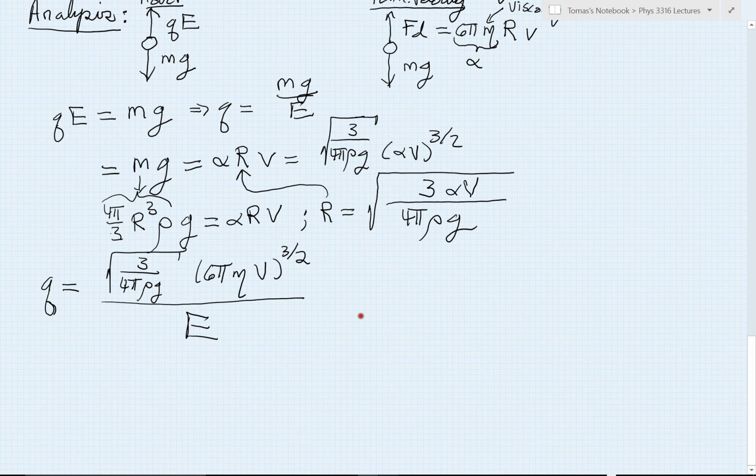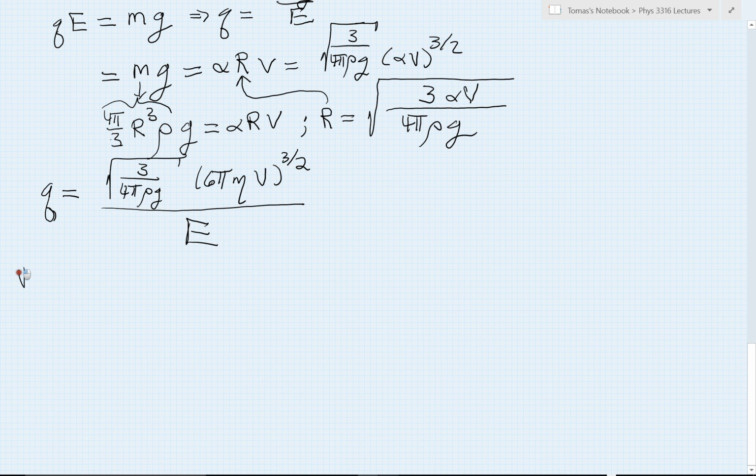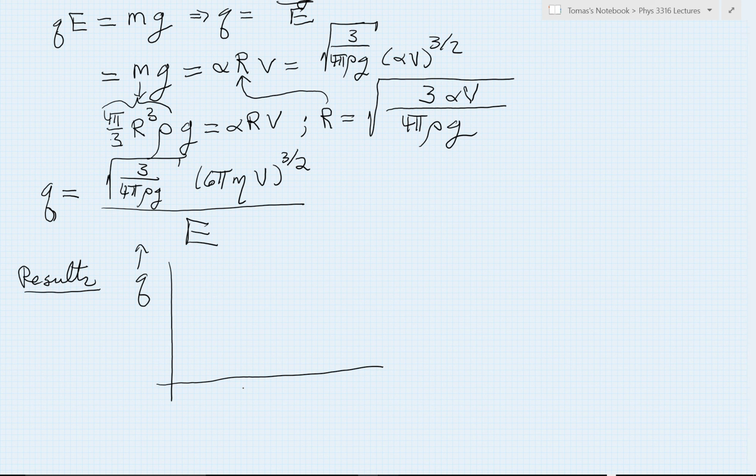So now let's take a look at our results. So what we can do is for each drop that we are able to make hover, we can then make a determination of its charge. So the way you would plot the data is you would plot charge here on this axis, and on this axis I'm going to plot the drop number. But I'm going to play a trick. I'm going to number my drops in the order of the amount of charge I see.